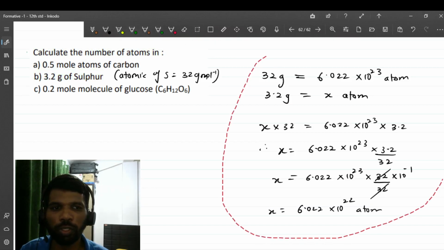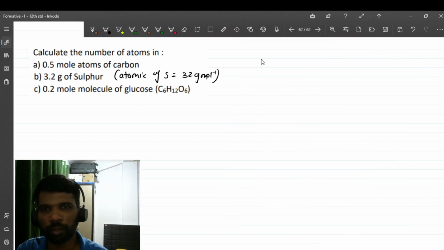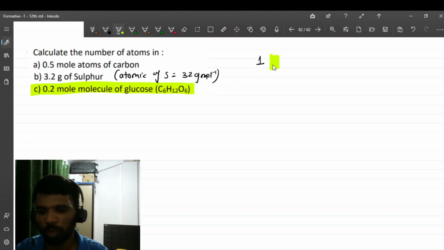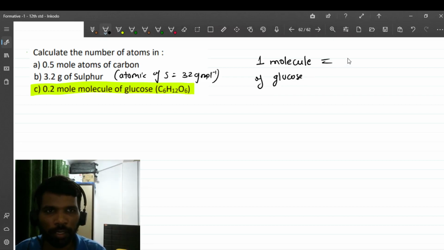Next is 0.2 moles of glucose. I'm solving this 0.2 moles of glucose. First, we'll find how many molecules are there. Then we'll find the atoms. So one molecule of glucose has how many atoms?